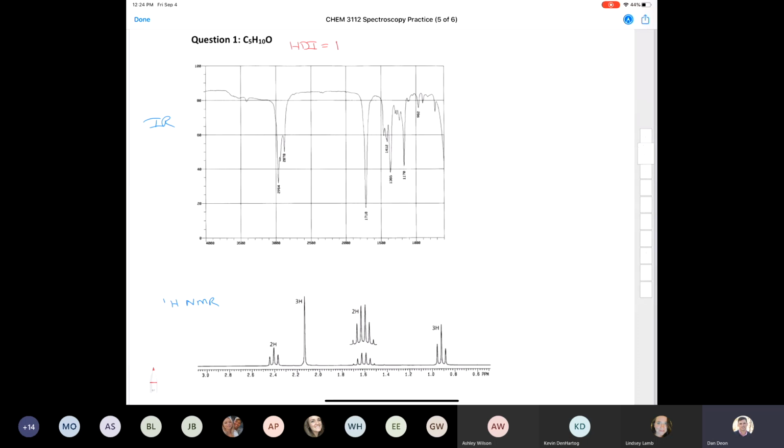Okay, is there anything that you see that's of interest in the infrared spectrum? Is there anything there that looks interesting to you? Is there anything of interest in the infrared spectrum?